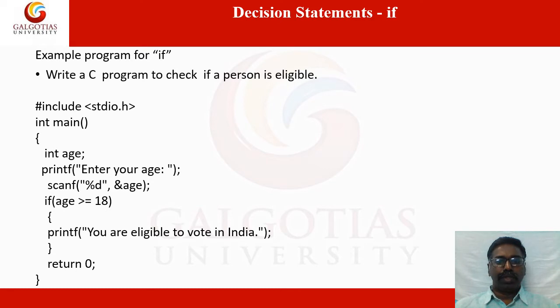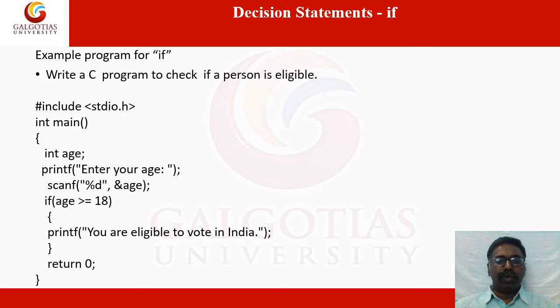Now we are going to discuss the example programs for each and every control statement in C. First we take the decision statement, the if statement. An example program for if statement is given below. The question is, write a C program to check if a person is eligible to vote. Now go to the program.